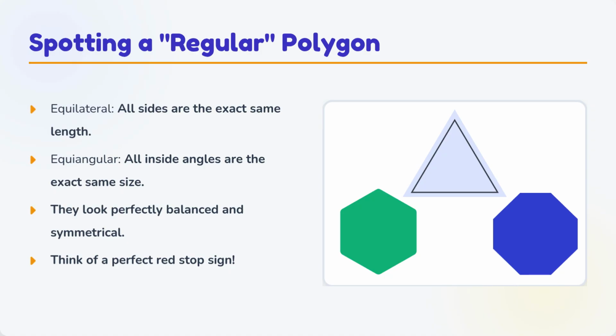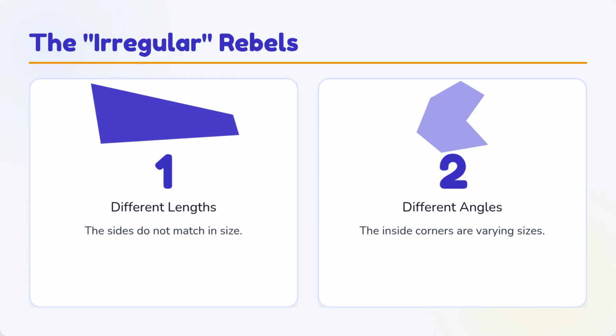All right, let's take a closer look at our perfectionists, regular polygons. To be regular, a shape must be equilateral, which means every single side is the exact same length. But that's not all. It must also be equiangular, meaning every inside angle is the exact same size. Think of a perfect red stop sign. It's perfectly balanced and symmetrical.